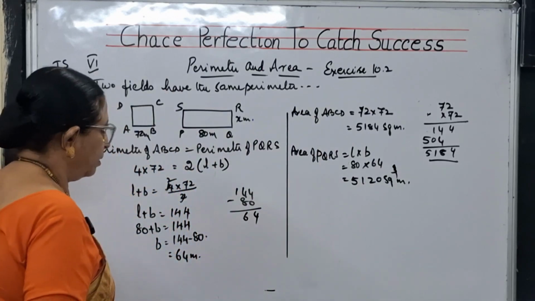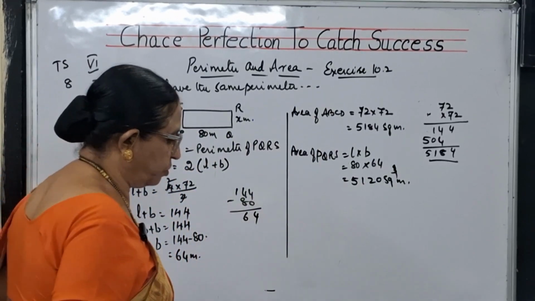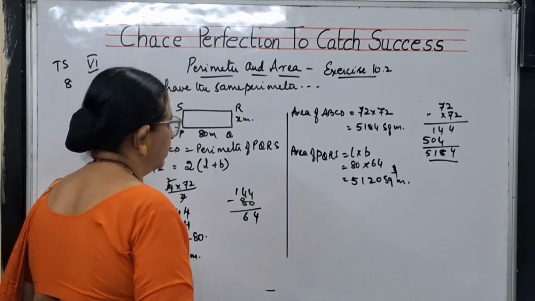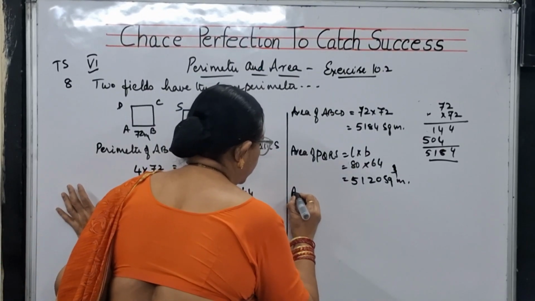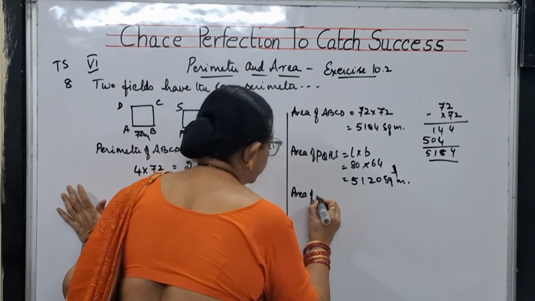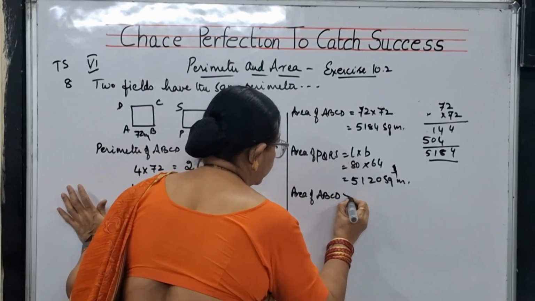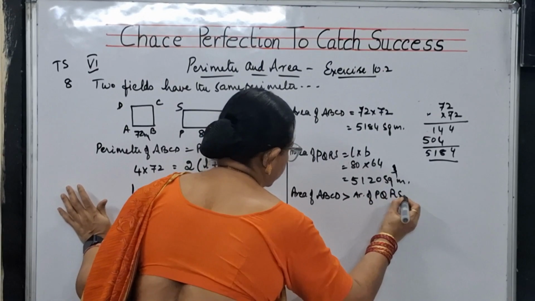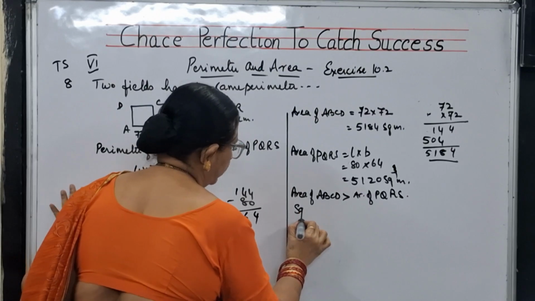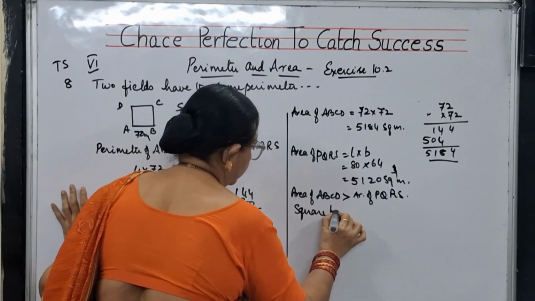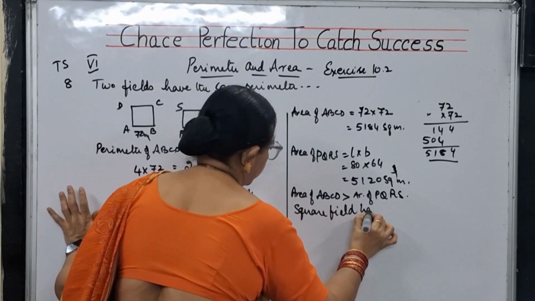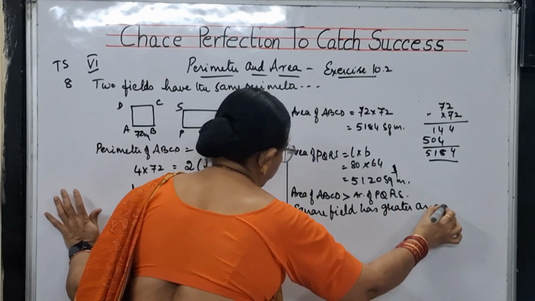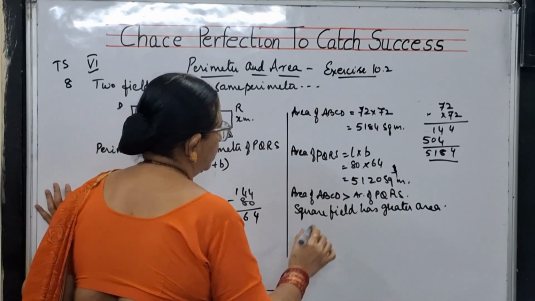So tell me which is having more. The question is which field has greater area and by how much. So which is having more? Area of ABCD is greater than area of PQRS. That means square field has greater area. So how much? How will you find out?